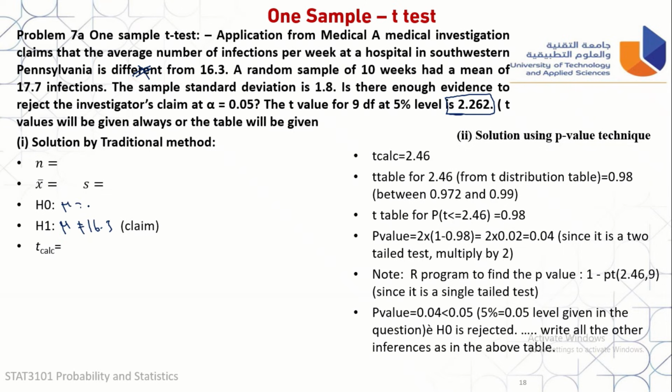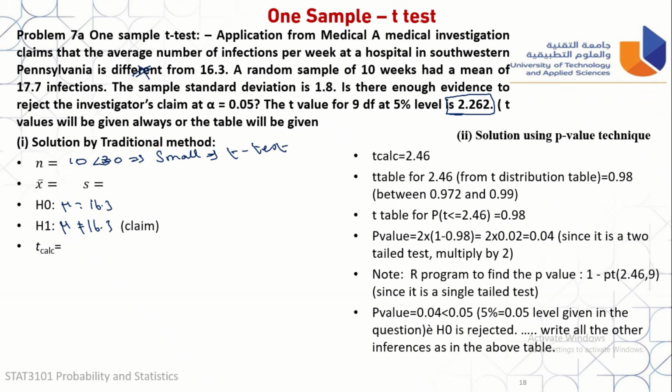So what is the null? Mu equal to 16.3. A random sample of 10 weeks, so n is equal to 10. N equal to 10 means this is less than 30, and less than 30 means small sample. Small sample means it is a t-test. So we will be using the t-test.